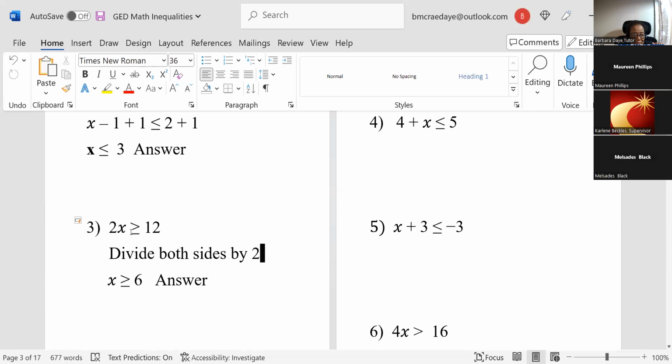Same symbol. If it says greater than or equal, that's what you write in the answer. Less than or equal, that's what you write. Less than, that's what you write. Greater than, that's what you write.